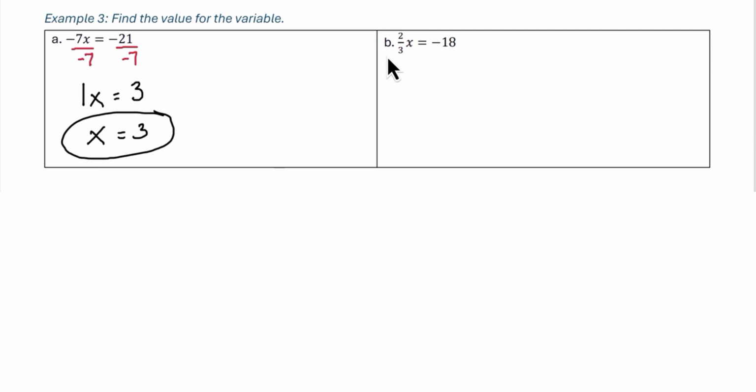In example B, we have 2/3 x equals negative 18. Again, when a number is beside a variable, it's multiplication. So this is 2/3 times x. To undo multiplication, we divide. So we'll divide by 2/3. But we need to do it on the right side as well.